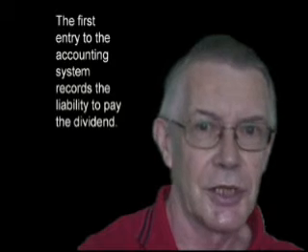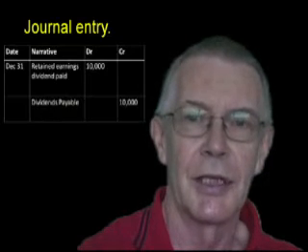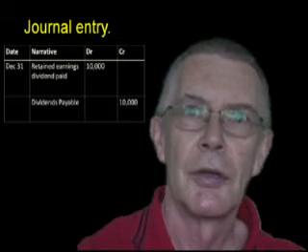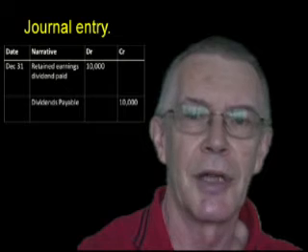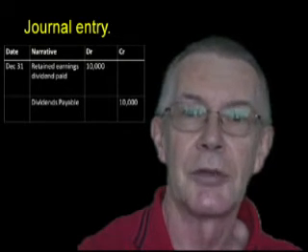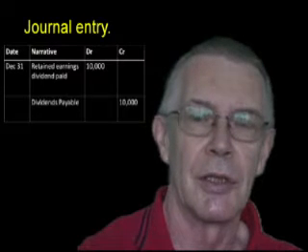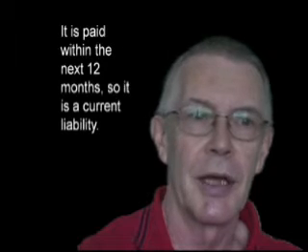This means that the first entry, which is the declaration, will record a liability to pay the dividend at a future date. The retained earnings account will be debited. This reduces the retained earnings by the amount to be paid out as a dividend. The second part of this entry will be to record the liability to pay that dividend. So at this point we have a liability account called dividends payable.